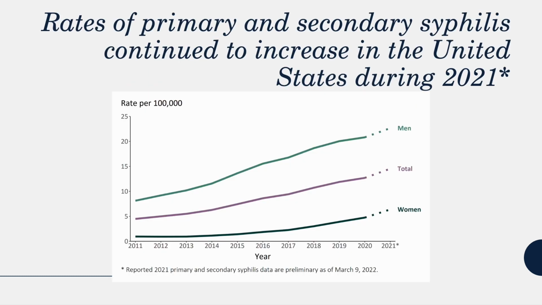The rates of primary and secondary syphilis continue to increase in the United States. Rates of both primary and secondary increase in men and women, a little bit higher in men. The rates among women, though, increased 36.2%, and the rates in men increased by 88.7%. This 2021 primary and secondary syphilis data reflects the Notifiable Disease Surveillance System, and this is updated as of March 9th, 2020.